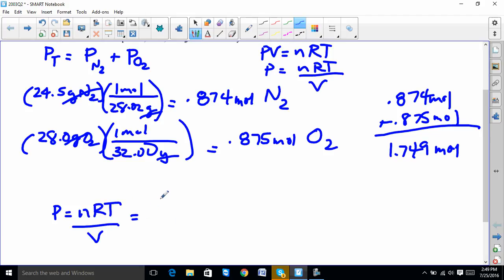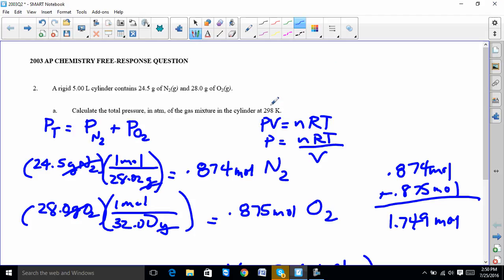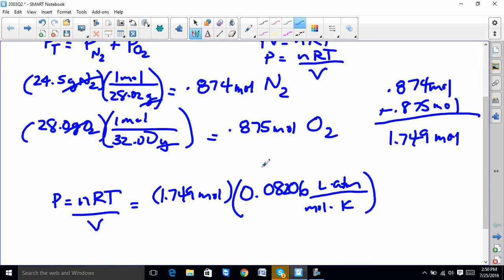And so n, I just figured out, was 1.749 moles. And then R, again, if you're looking at the scoring guidelines, we're keeping more sig figs now, so 0.08206. They used to do 0.0821, so you might get a slightly different answer. This is liters atmospheres per mole K. And then somewhere up in the problem, they told you that the temperature was 298 K. And V is up in the problem. They told you that was 5 liters, 5.00, so 3 sig figs.